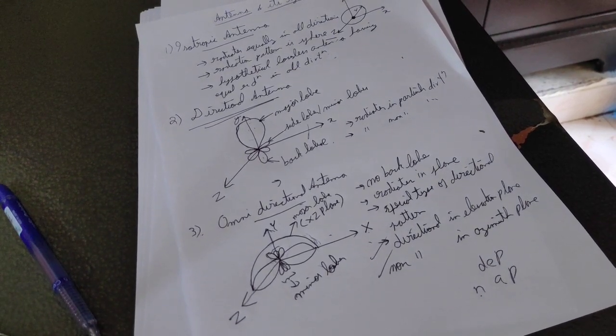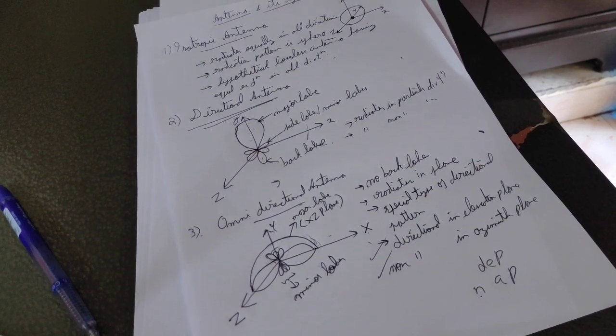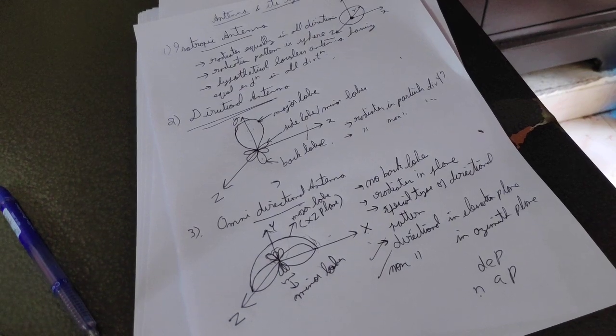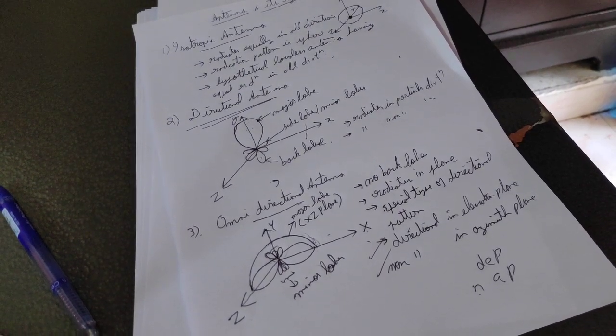So these are the three types of antennas, and we had discussed what an antenna is. It's very important and it can be asked, say, for 3 to 4 marks.